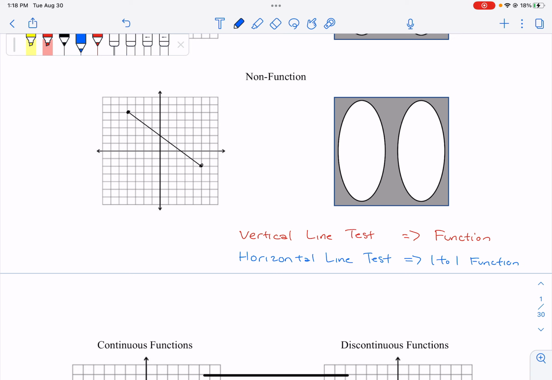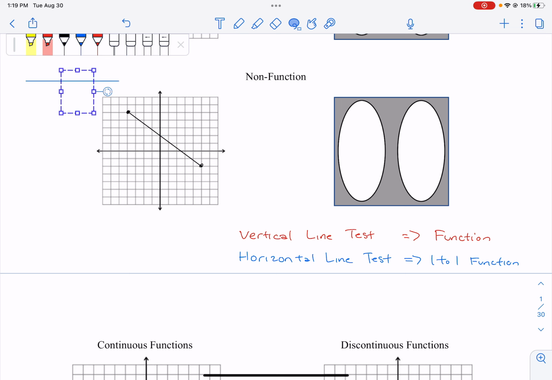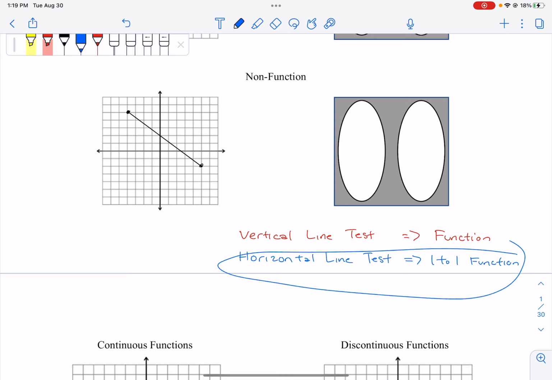Now, the same idea with the horizontal line test. We have a straight line, but we swing it from up to down or down to up, or bottom to top. At any point, if the most it makes contact with the line is just one instance, then we have proved it to be a one-to-one function. And that's clearly the case over here. It only hits once. Good. So that's what we call a one-to-one function.